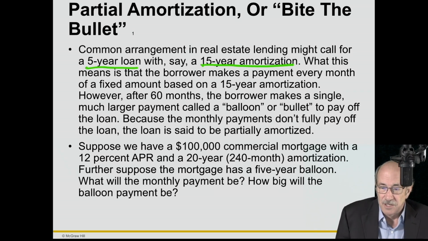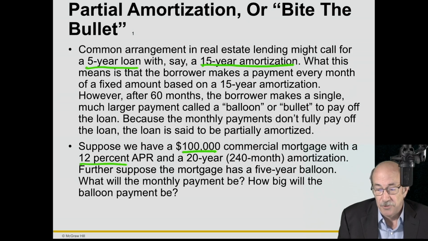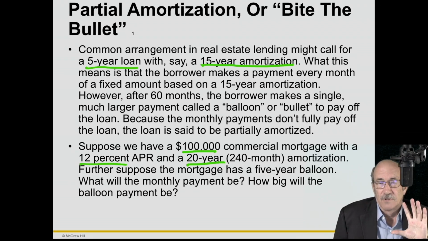So in this, they give us a slightly different example with some real numbers that we can play with. So let's look at this one. We have a $100,000 mortgage, 12% APR, that's 1% per month. We're compounding monthly, and we're going to amortize it over a 20-year window. However, the actual term on the loan is 5 years. So at the end of year 5, whatever is left due becomes a balloon payment.